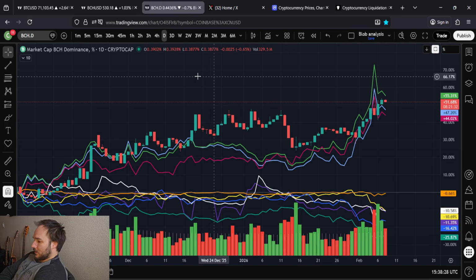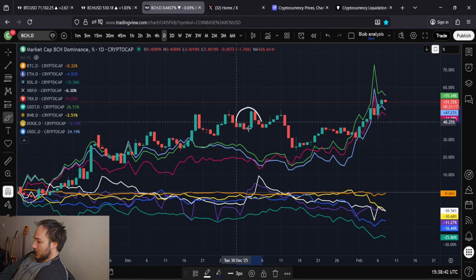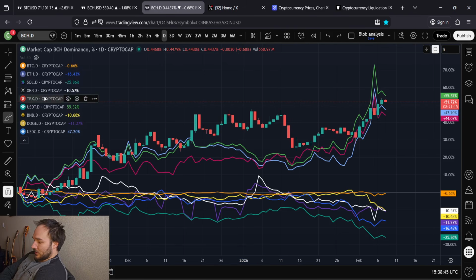I've taken the liberty of comparing a bunch of different things here. I'm going to get rid of the volume because I don't think that it's necessary, but I'll go over real quick what all these lines mean. So you can see here I've got Bitcoin dominance. This chart is the Bitcoin Cash dominance, so the candlesticks themselves are the Bitcoin Cash dominance. Everything else is colored out, right? Bitcoin is colored orange, of course, it's all the way down here. ETH is colored blue because it looks kind of blue, so I colored it blue. Sol is this dark green, XRP is white, Tron is red, USDT is the bright green, BNB is bright yellow, Doge is purple, and USDC is this pale blue. Would it be periwinkle? Is that the color? I don't know.